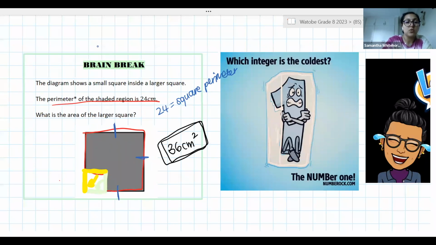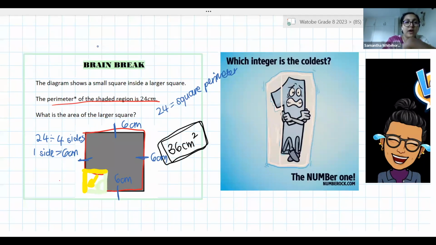Now, if I know what the perimeter of a square is, we know that all four sides of a square are equal in length. And so what that means is I can work out one side of our square. So if I say 24 divided by the four sides, I get that one side is equal to 6 centimeters. So every side of my big square is 6 centimeters long.